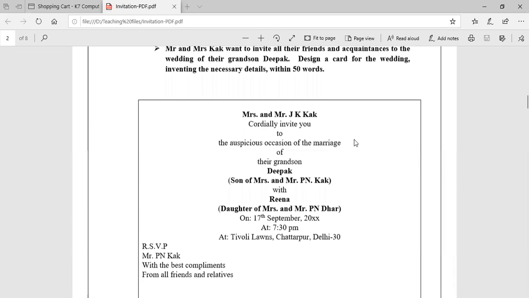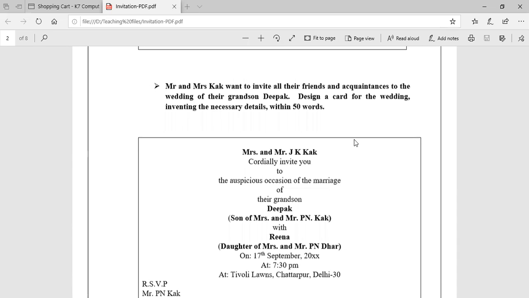Mr. and Mrs. Hawk want to invite all their friends and acquaintances to the wedding of their grandson Deepak. Design a card for the wedding. They didn't mention a formal invitation card, formal printed card. Simply they are giving design a card, or design an invitation. Design an invitation for the wedding. Invent the necessary details within 50 words.